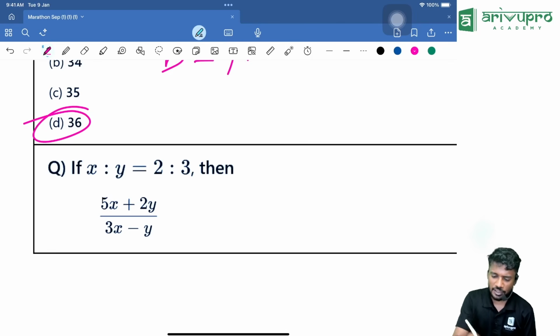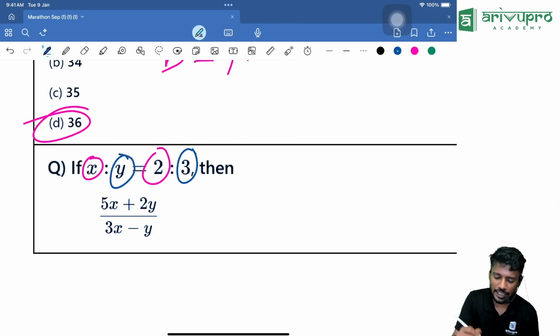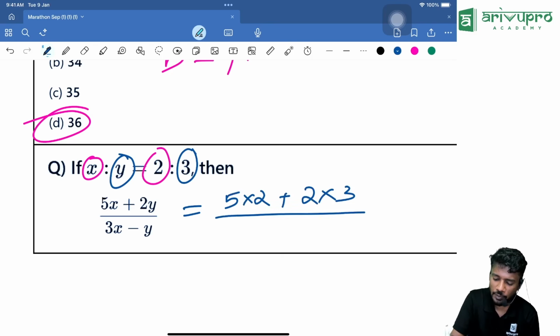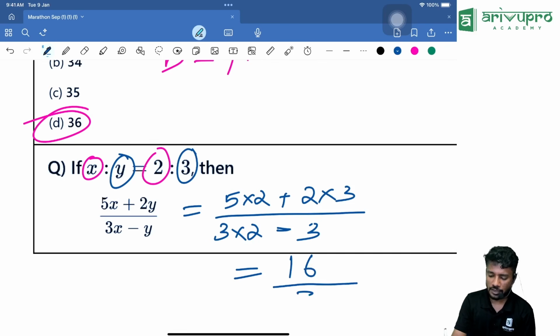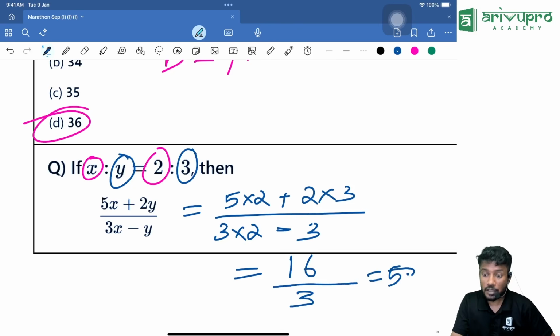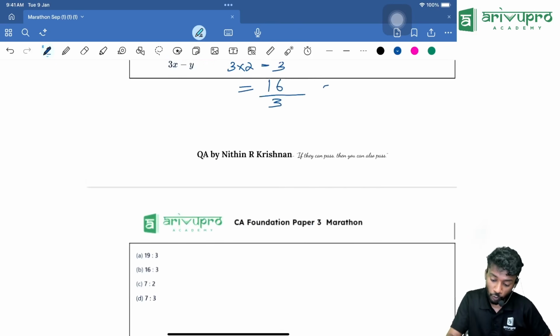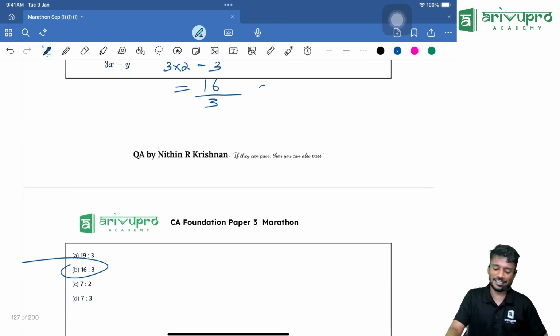Now, give me the answer for this. Instead of x, what you will put? 2. Instead of y, what you will put? 3. Get me the answer, people, which is equal to 5 into 2 plus 2 into 3 divided by 3 into 2 minus 3. How much is it? 16 divided by 3. How much is that? 5.33. Oh, good. We didn't see the option.